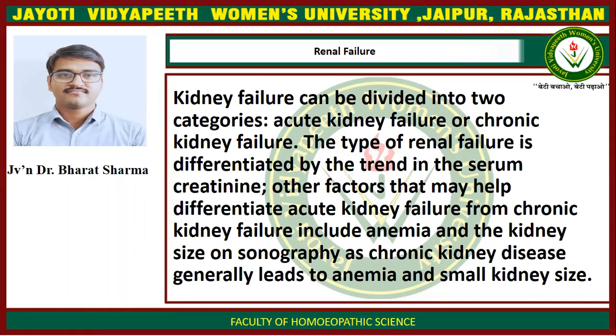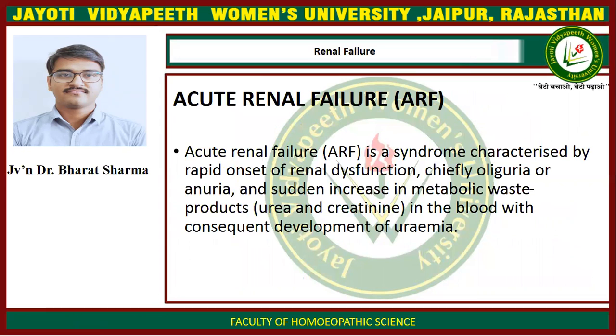Other factors that may help differentiate acute kidney failure from chronic kidney failure include anemia and the kidney size on sonography, as chronic kidney disease generally leads to anemia and small kidney size. The first is acute renal failure, also termed ARF.